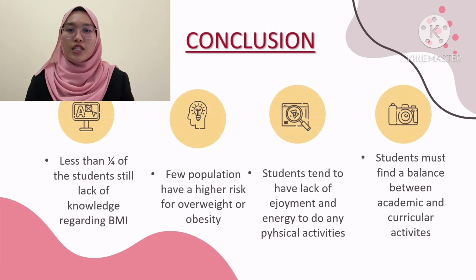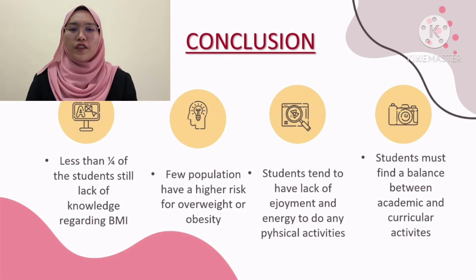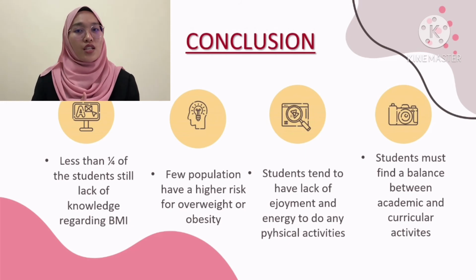As for the conclusion, from the first objective, we figured that there are still students who lack knowledge regarding BMI. The fact that less than 1/4 of the students involved should be alarming. The incorrect evaluation of BMI also indicates that there are still a few in the population that hold a higher risk for overweight or obesity among UiTM Seremban 3 students.